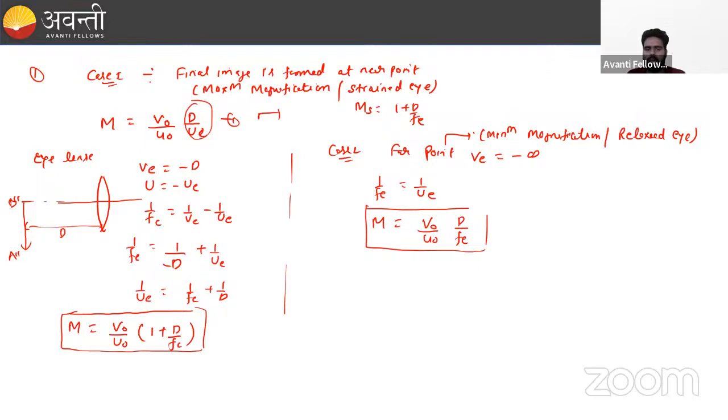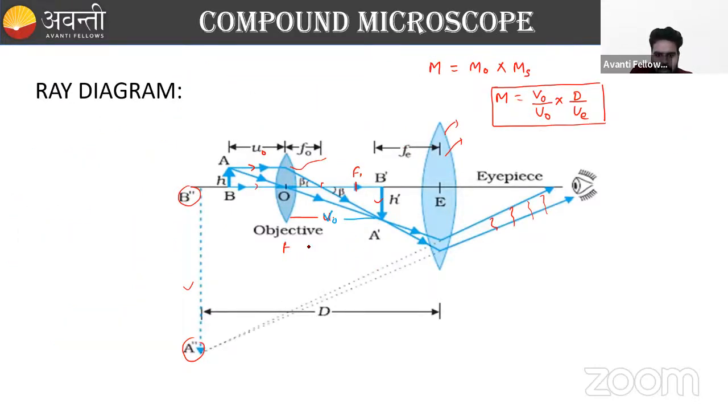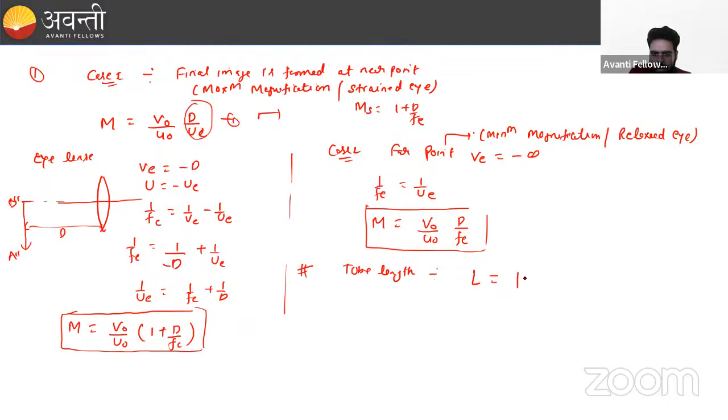What is happening sometimes? Sometimes tube length is also asked. What is the tube length? Okay. So tube length is nothing but the distance between the objective and the eye lens. We can say this distance is nothing but mod of V0, that's why we are using the mod sign here, and this distance is nothing but mod of Ue. So this will become mod of V0 plus mod of Ue. This is the length of the tube.